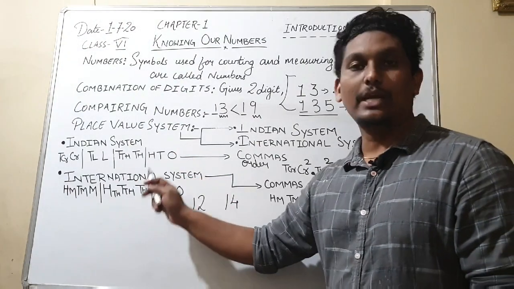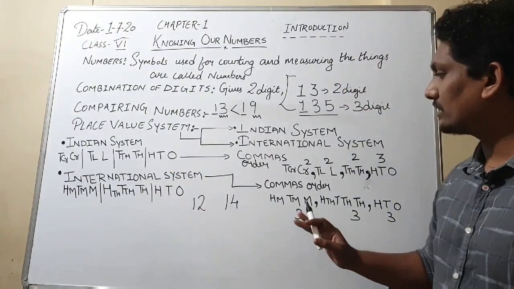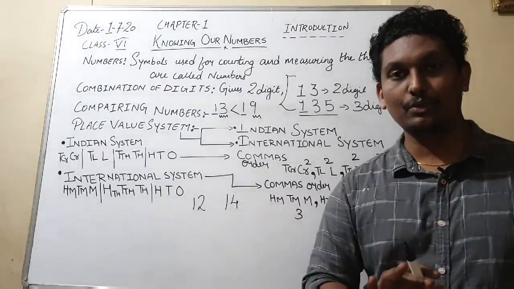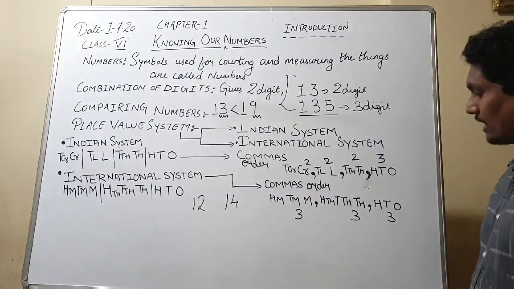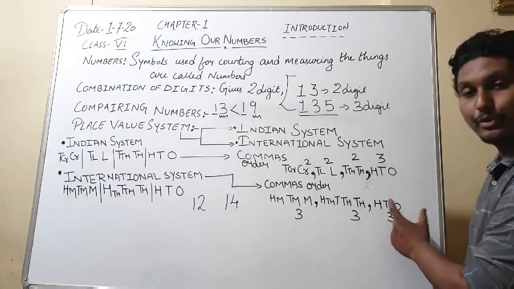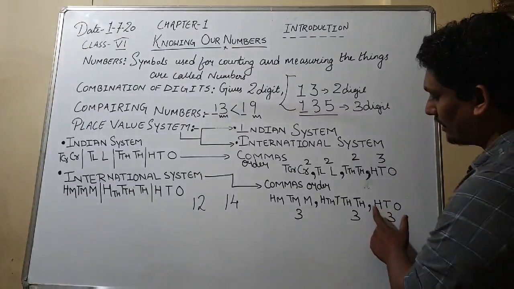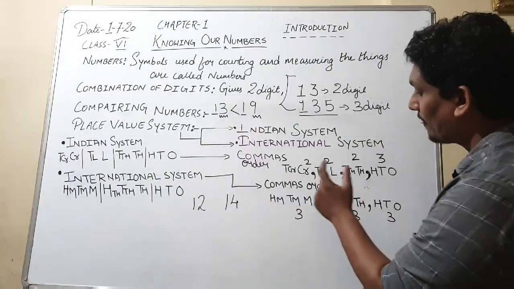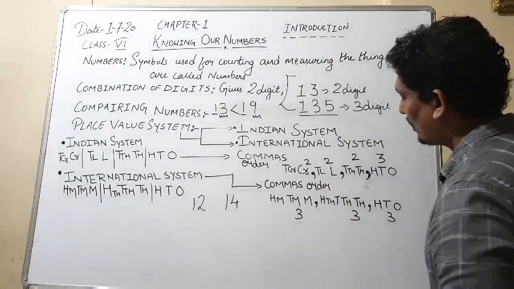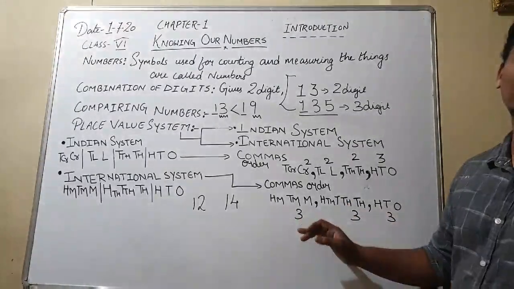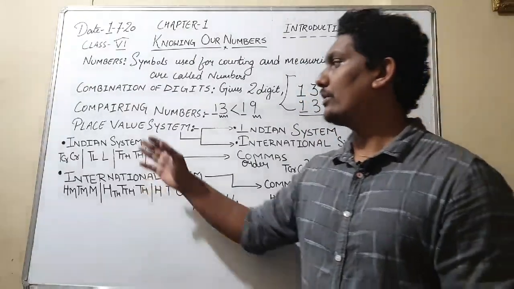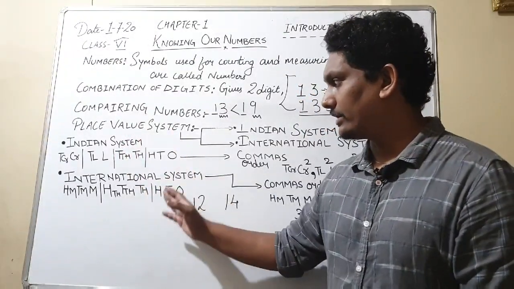When we come to the international system, the comma pattern is very easy to remember, because after every 3 places we have to put a comma. Ones, tens, 100, 1000, 10,000, 100,000. Again we have to put the commas. So after every 3 places we put the commas here. Okay, so that's all about the Indian system and the international system.